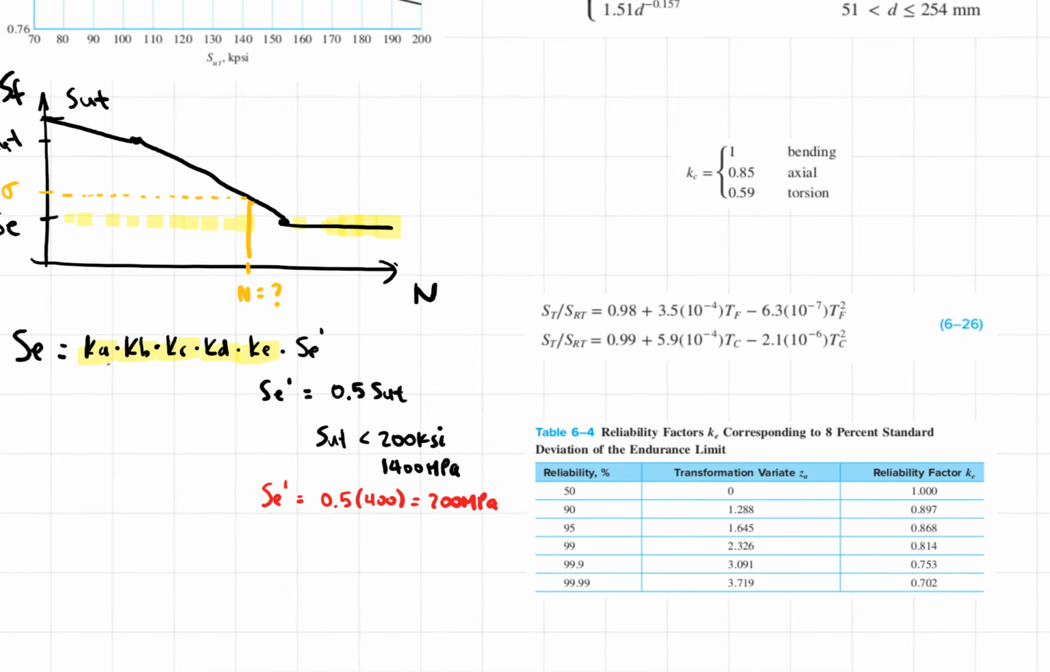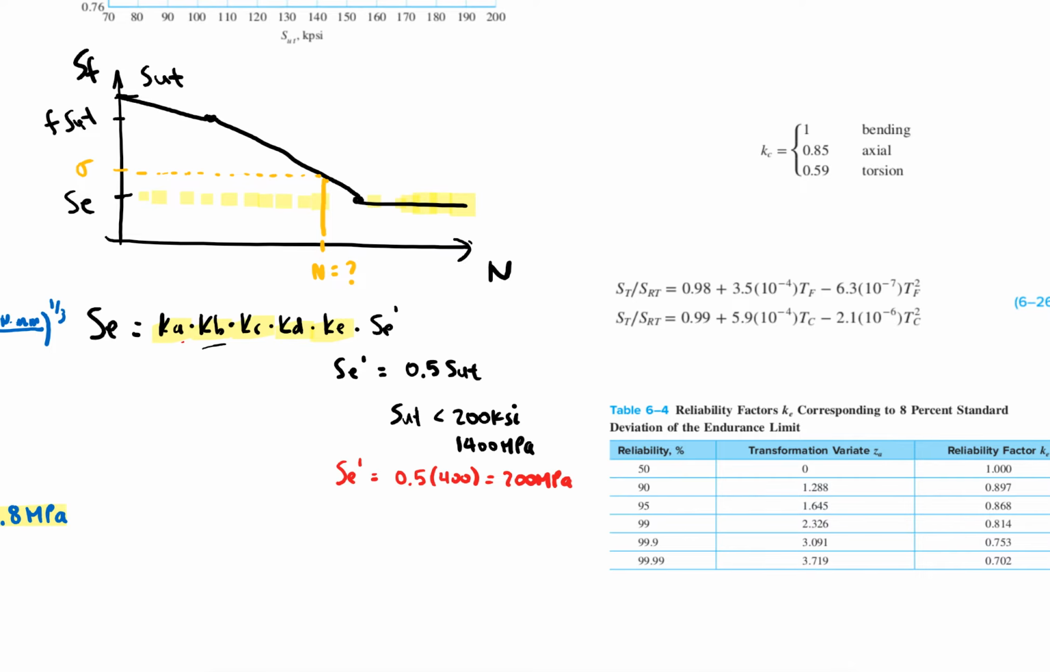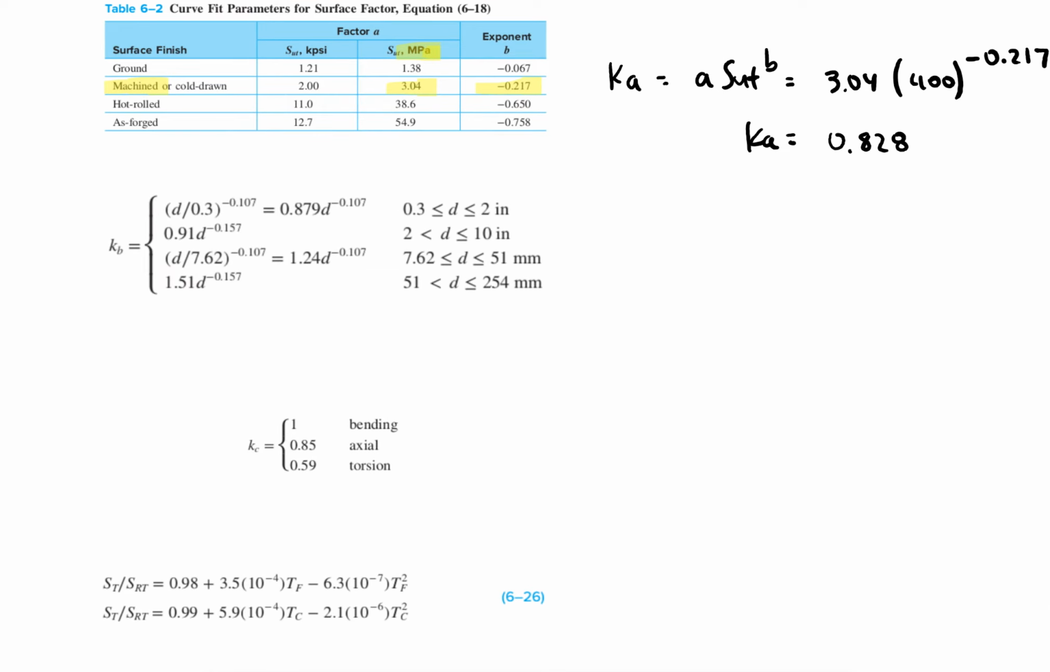Next one, the size. So Kb is size. If I have the diameter, and the diameter I calculated was 15 millimeters, I would be between 7 and 51 millimeters. So I'm going to use this equation for Kb. So Kb is equal to 15 over 7.62 to the minus 0.107, which is equal to 0.93. So I already have Ka and Kb.